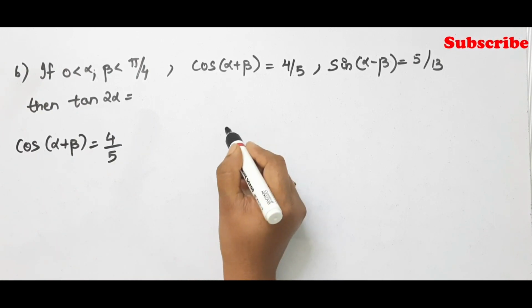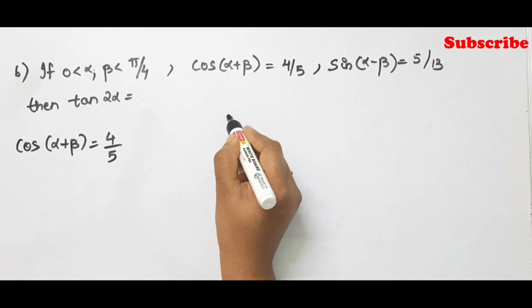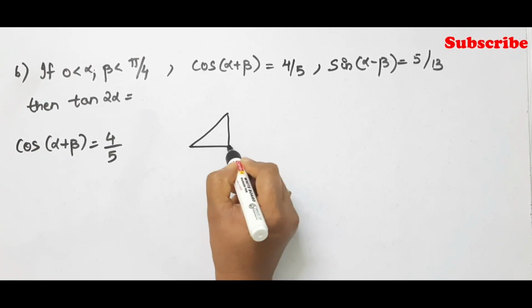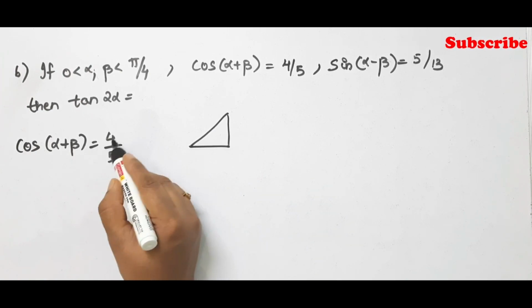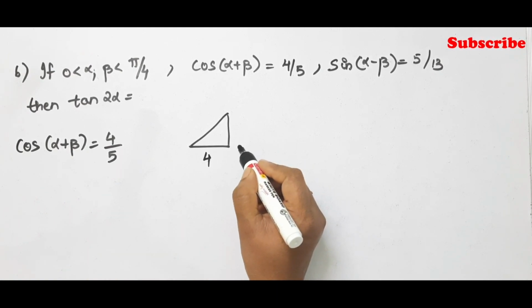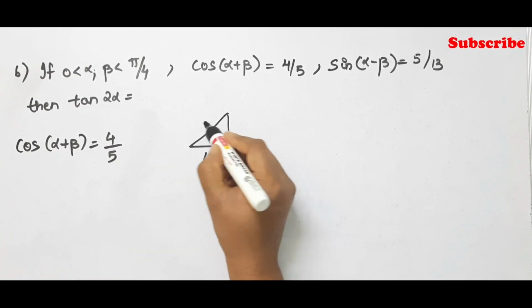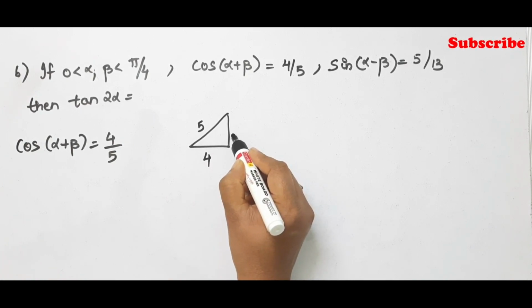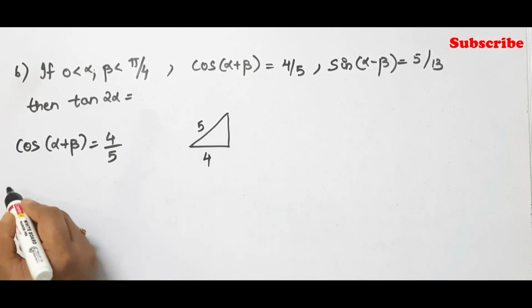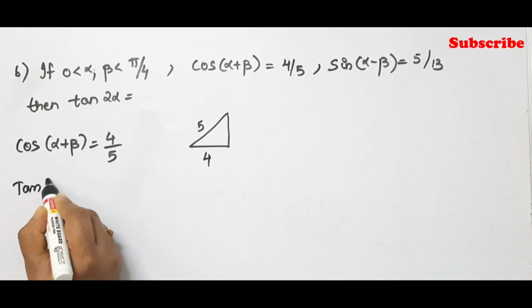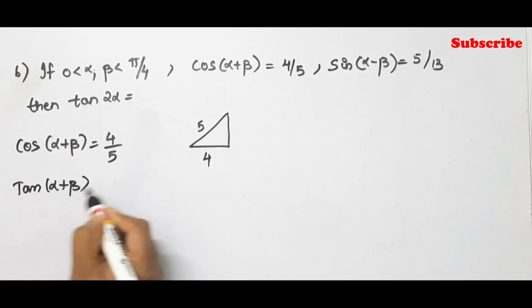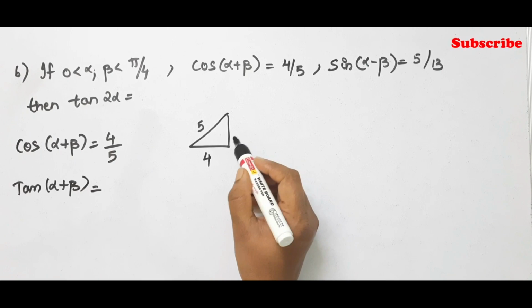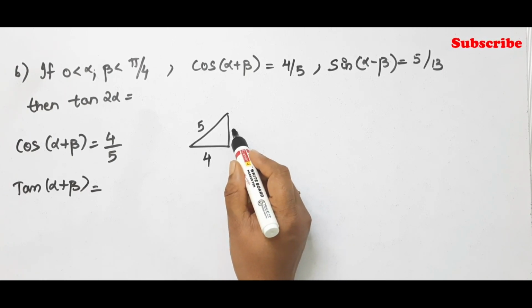Is it not? So the triangle will be in the first quadrant. In the first quadrant, here 4 is the adjacent side, so here it is 4. Here 5 is the hypotenuse. We need this side, because tan of alpha plus beta is nothing but the opposite side by the adjacent side. So we need this side.